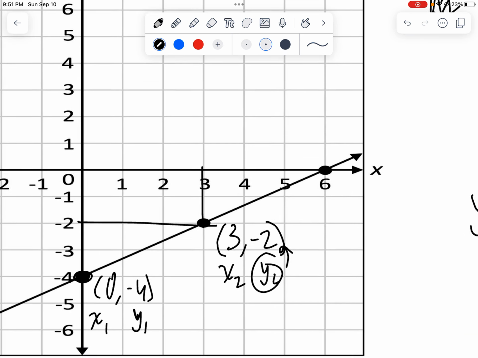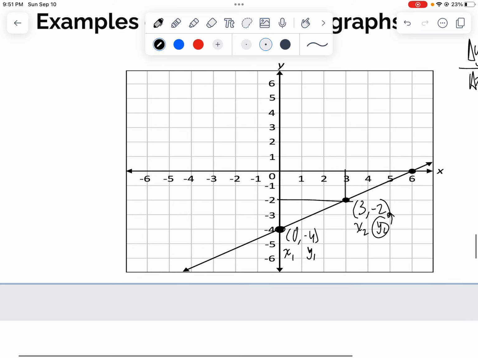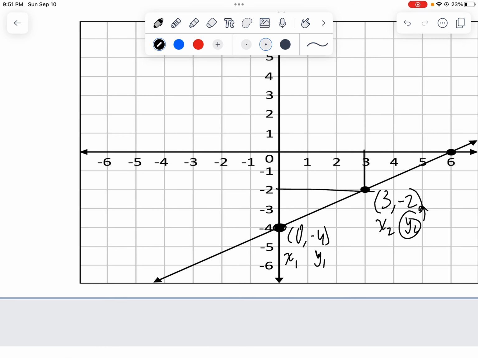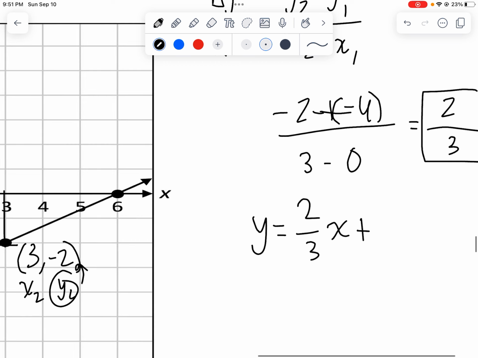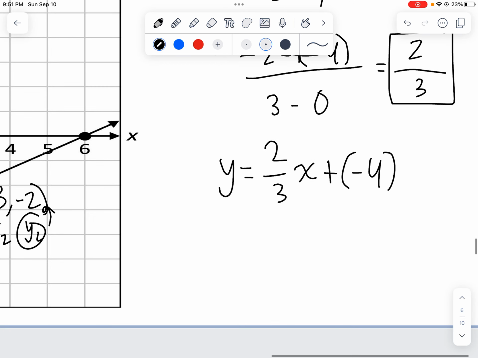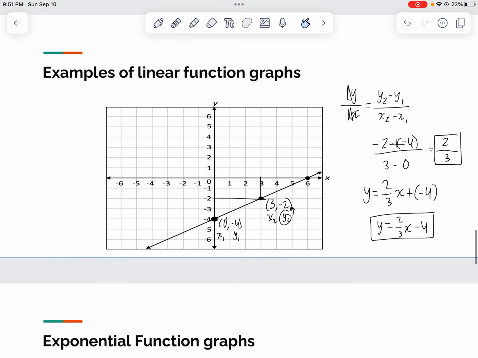In this case, it's fairly easy because we actually used the y-intercept as one of our points in our slope-intercept form. Our y-intercept just means whenever x is 0, what is the value of y? In this case, when x is 0, y equals -4. So plus -4, and this right here is our equation of this linear function graph.